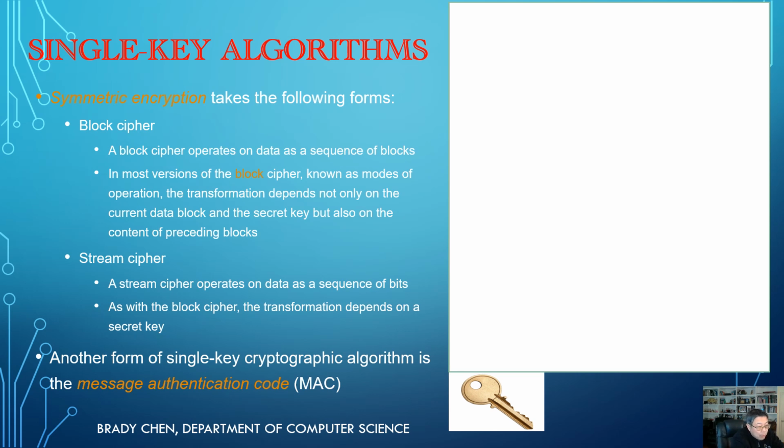Okay, symmetric encryption takes two forms: the block cipher and the stream cipher. A block cipher operates on data as a sequence of blocks. So if we want to send a message, we call this message a plaintext message. Then we divide the original message into blocks, typically of the same size.